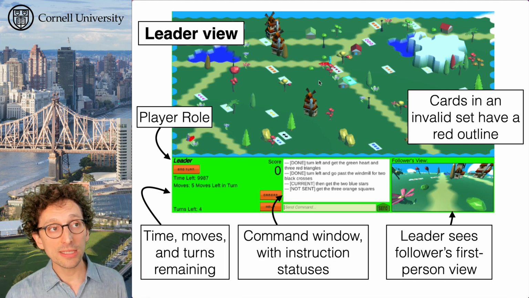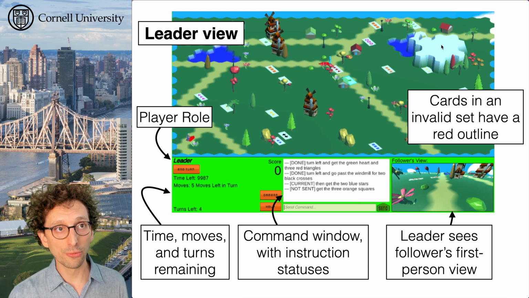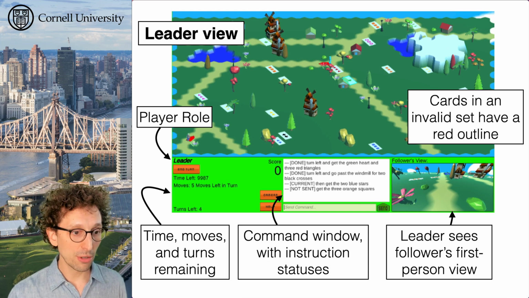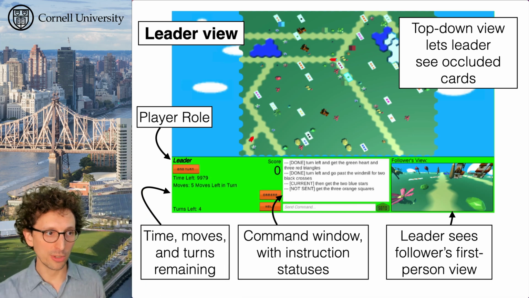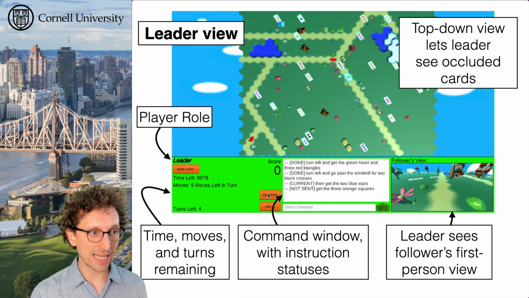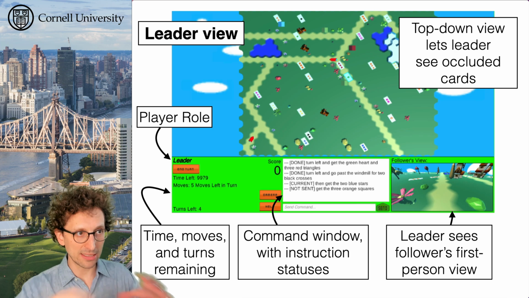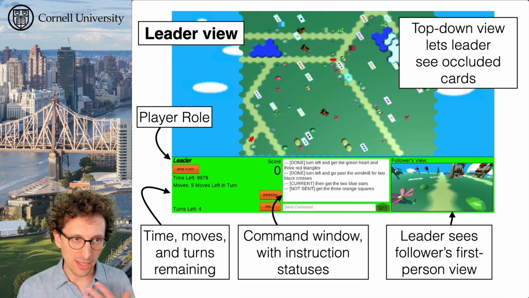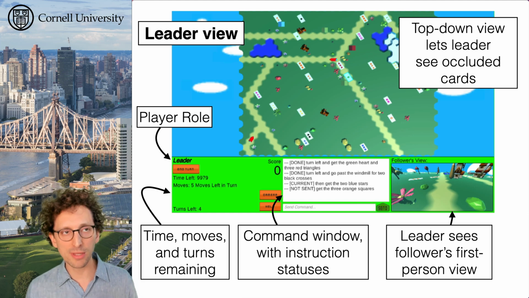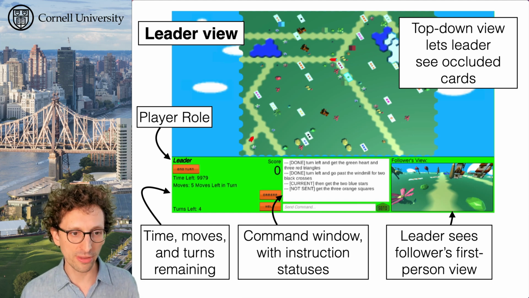There's still some level of occlusion from the leader view, for example, from mountains. So we also give them the ability to switch to a top-down view by pressing the camera view here. So this gives them like this overhead view of the environment. It doesn't really capture the 3D properties as well, but it allows them to overcome occlusions from mountains and other elements.